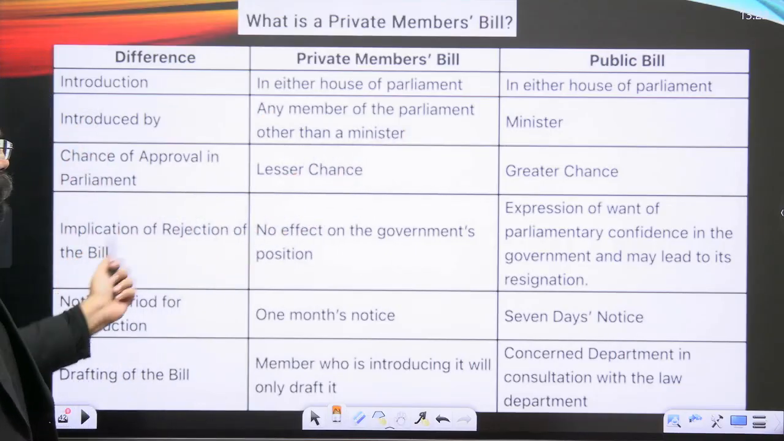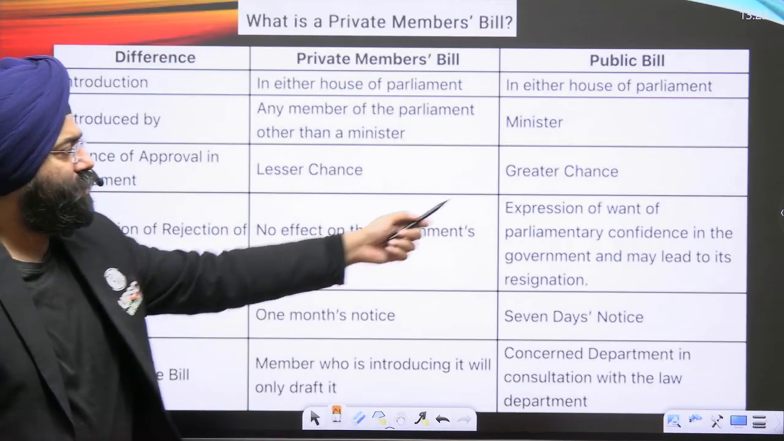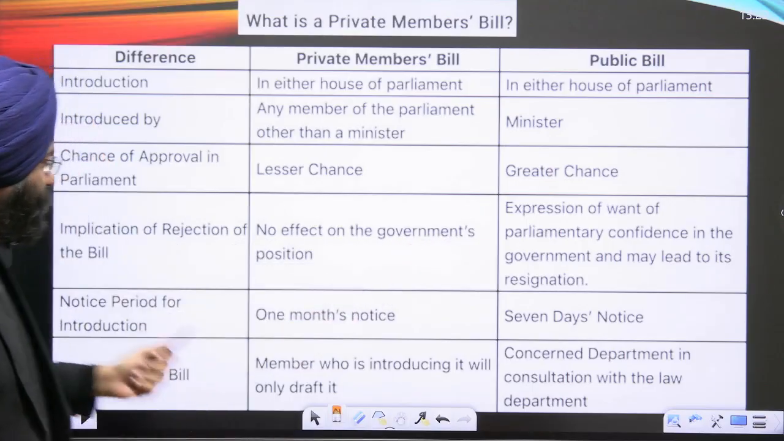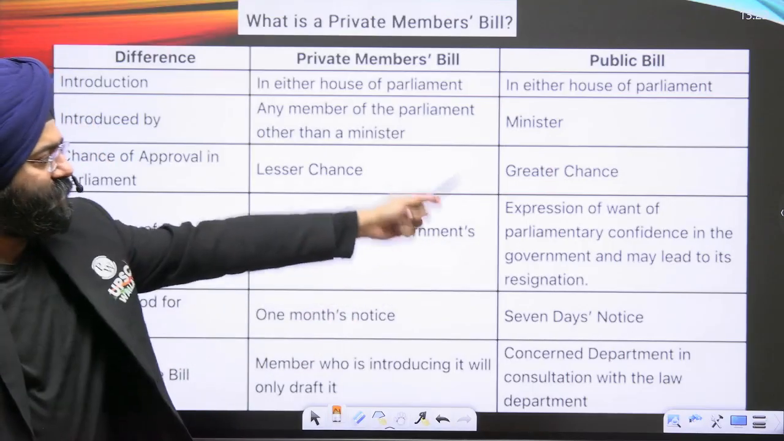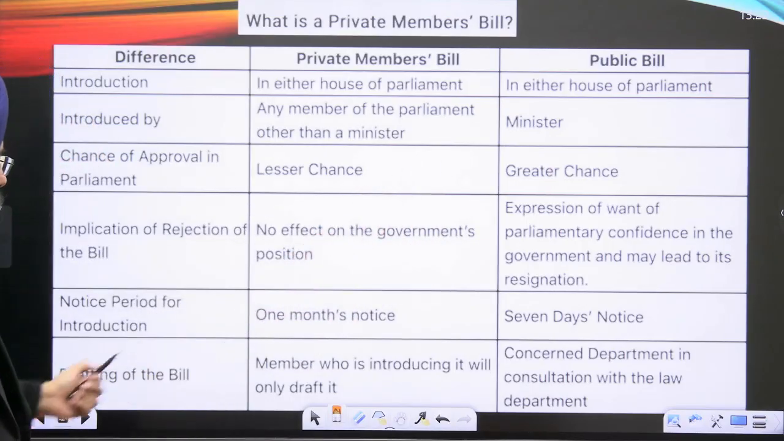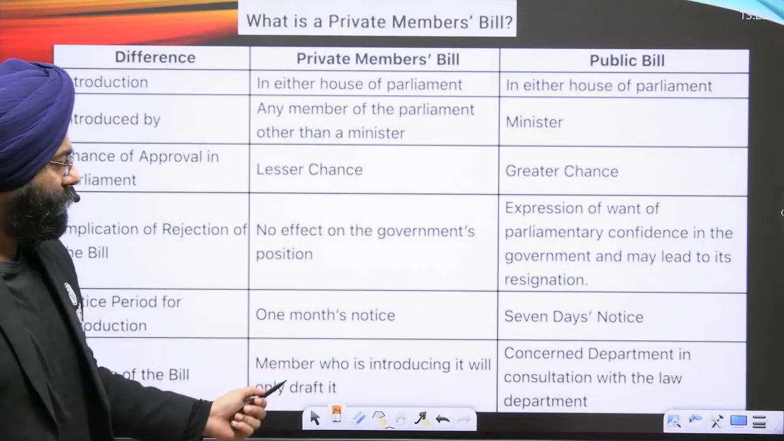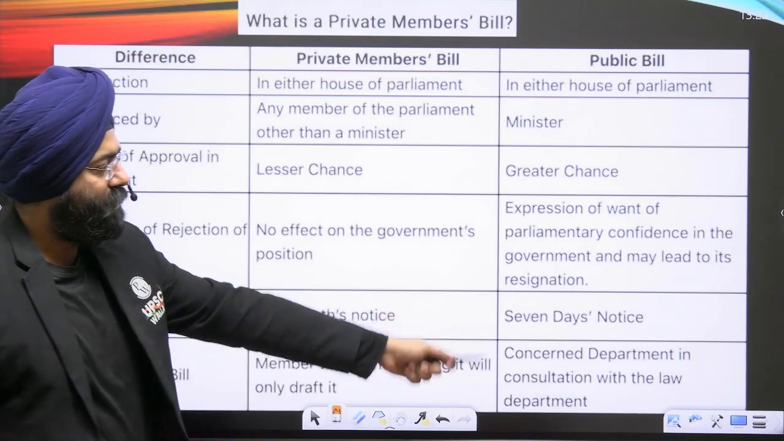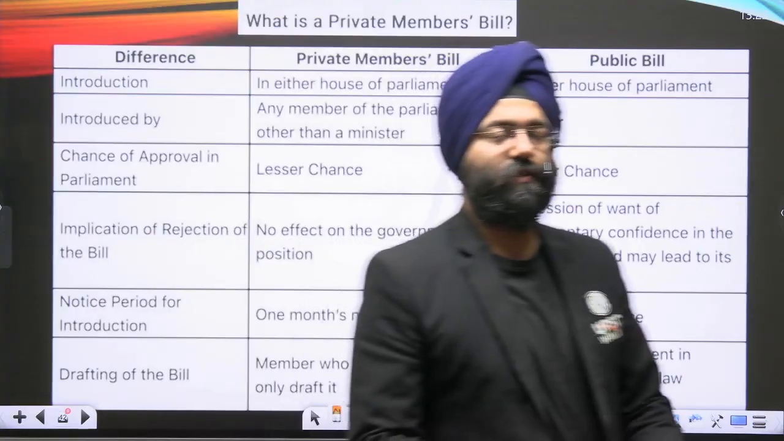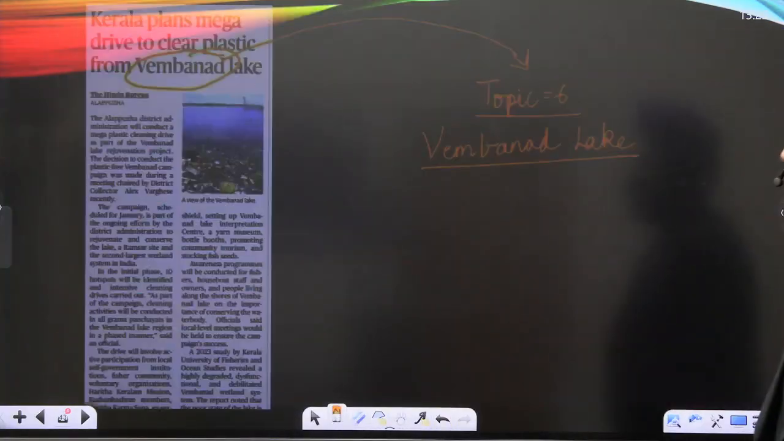Difference in implication: rejection of a private member bill has no effect on the government's position, while rejection of a public bill can lead to a no confidence. Notice period: 1 month notice, only a 7-day notice in a public bill. Drafting of the bill: the members who are introducing it will draft it themselves, whereas over here the concerned departments are the ones drafting it. So this is basically the difference. Let's move ahead.